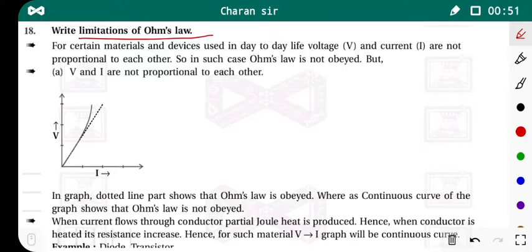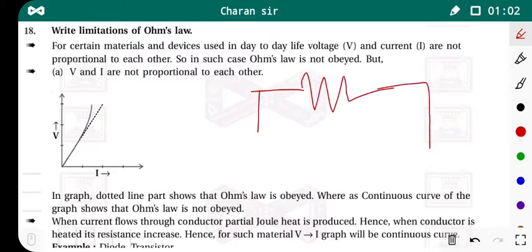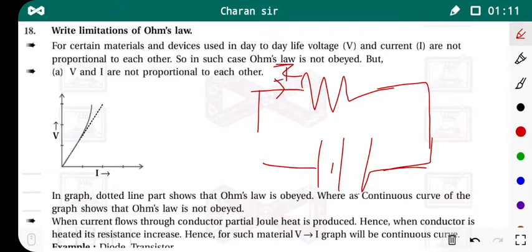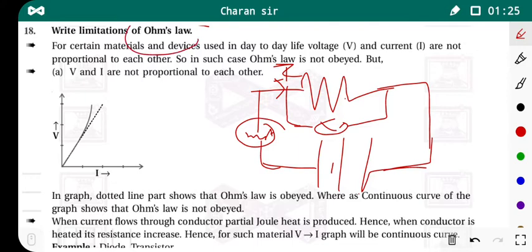So first of all, what is Ohm's law? We have also discussed that. For Ohm's law, we consider a circuit diagram in which we connect a conductor and apply a potential difference across that conductor using a battery. For measuring the current through the conductor, we connect a milliammeter in series with the conductor, and for the potential difference across the conductor we connect a voltmeter in parallel combination.